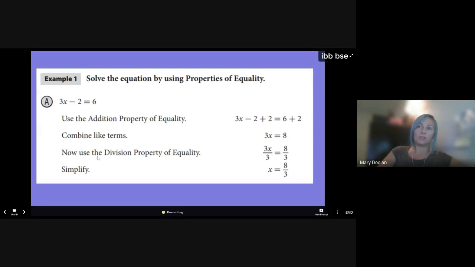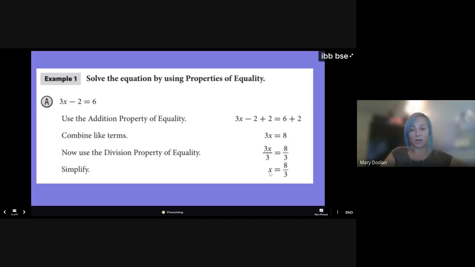And now to use the division property of equality, we divide both sides by the same number, which is whatever is going to get the x by itself and isolate our variable. So we choose to divide by 3. 3 divided by 3 is 1. 1x. Remember, when the coefficient is 1, 1x, you don't even write it. You can write it.